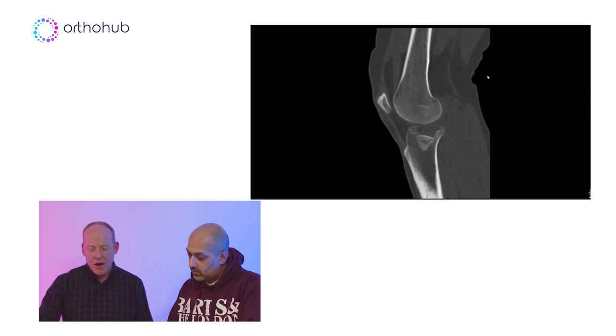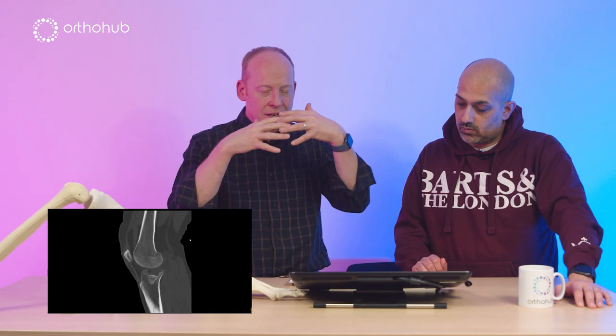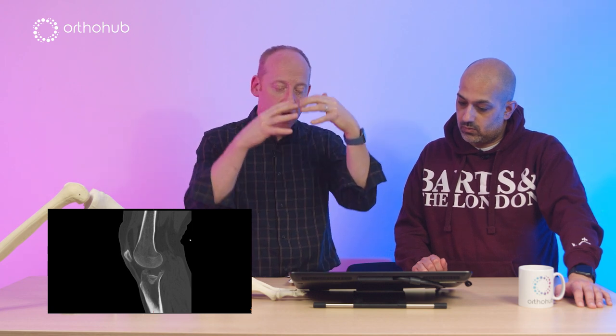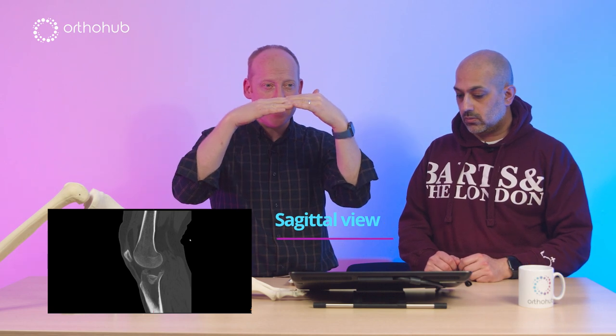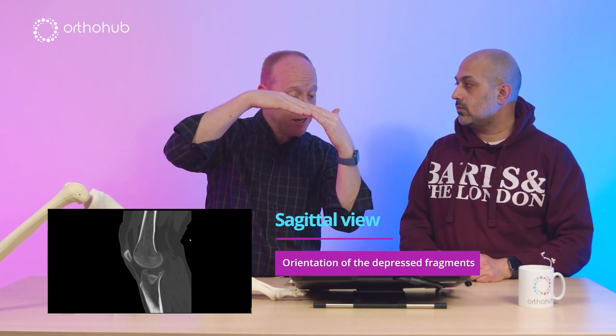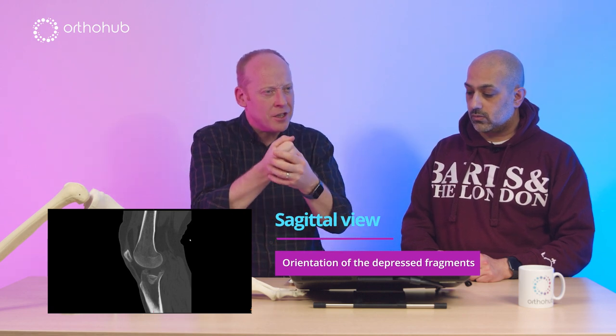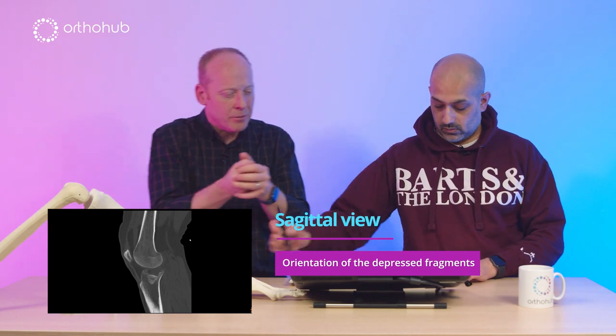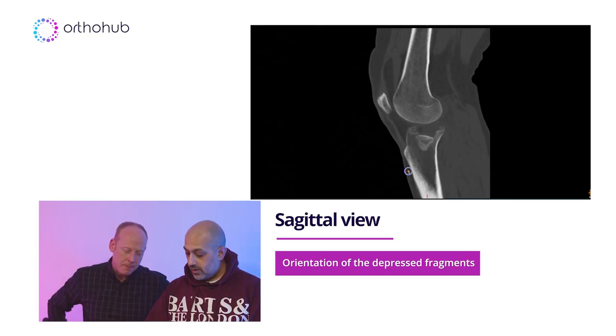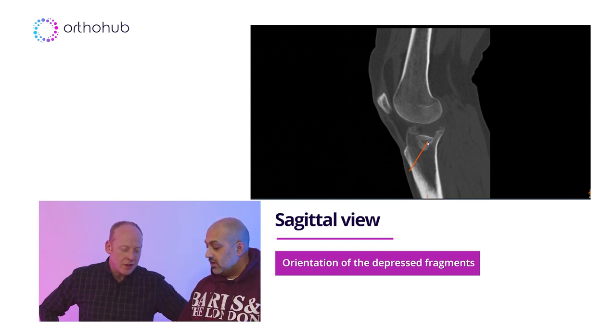What do I get from the sagittal? The sagittal tells you two things, really. Number one, it shows you what orientation your depression is in. Sometimes it's down a bit more anteriorly, sometimes a bit more posteriorly. It gives you an idea of, if you were to punch this up, where would your punch have to go? A little bit further towards the back or towards the front? So you'd be running slightly there, I'd suggest. That's right, slightly posterior, exactly.